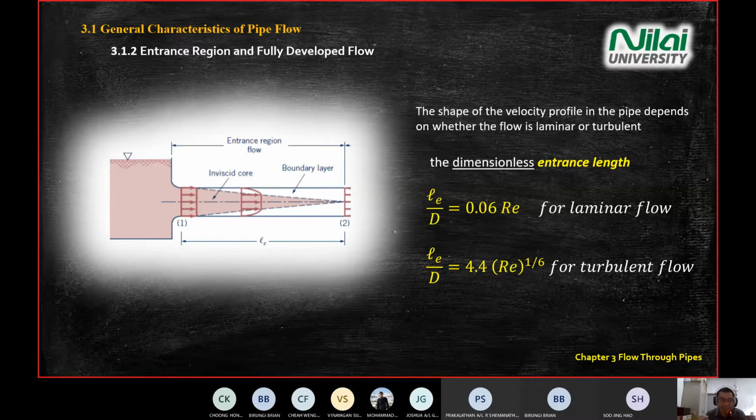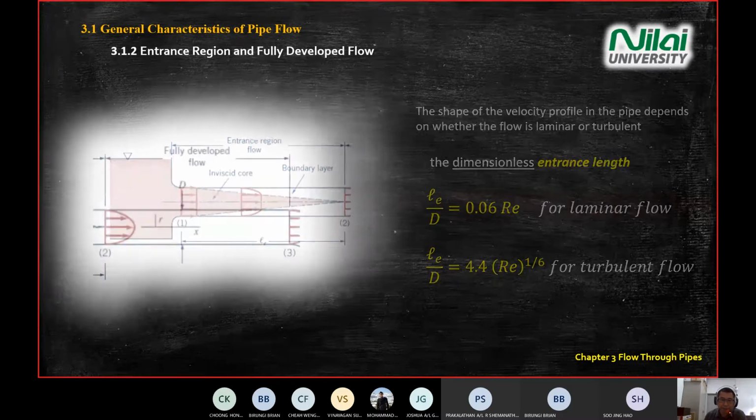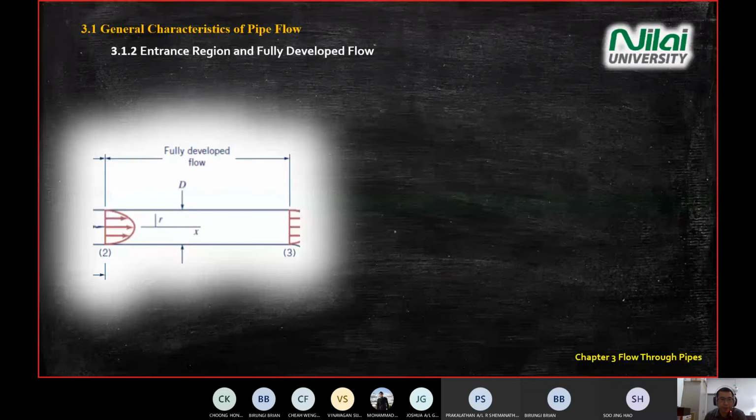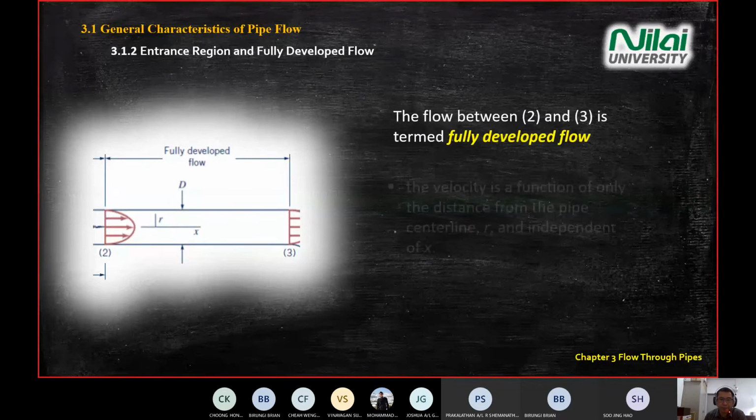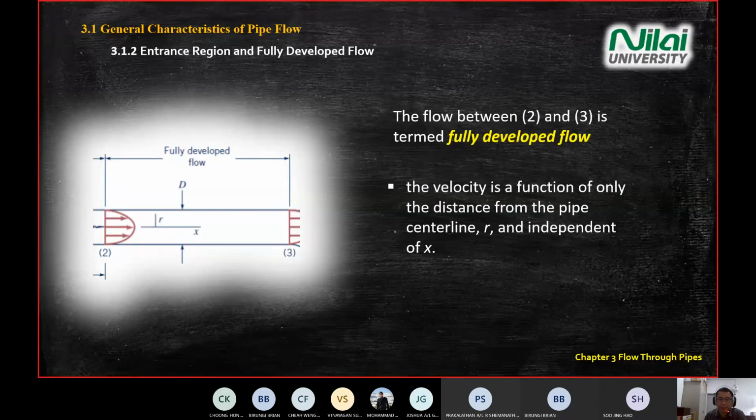It's a middle process. Do I answer your question? Yes, sir. Okay, good. Now we look at fully developed. Right. We look at fully developed process.